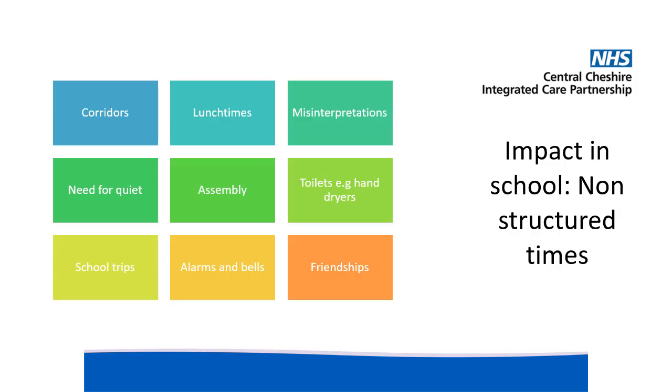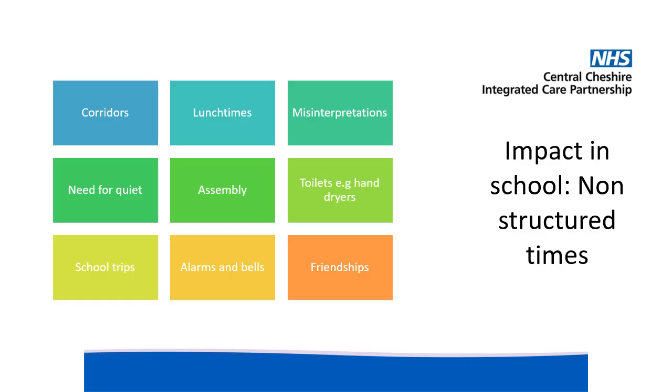This slide considers the impact that neurodivergent communication styles can have in school on non-structured times, such as break times and lunch times. This can also happen during corridors on lesson changeovers. They may not understand the need for quiet. They may struggle in assemblies, at lunch times and break times. They may have difficulties with friendships and with misinterpreting different social situations.